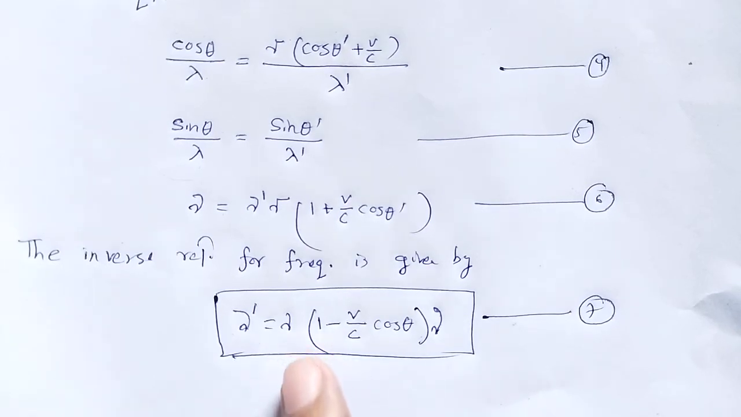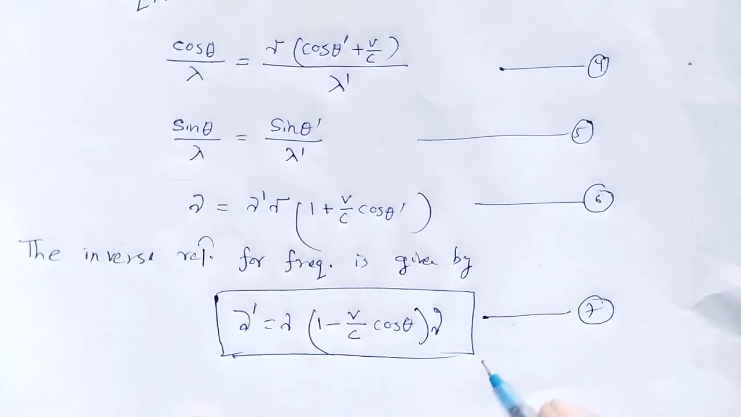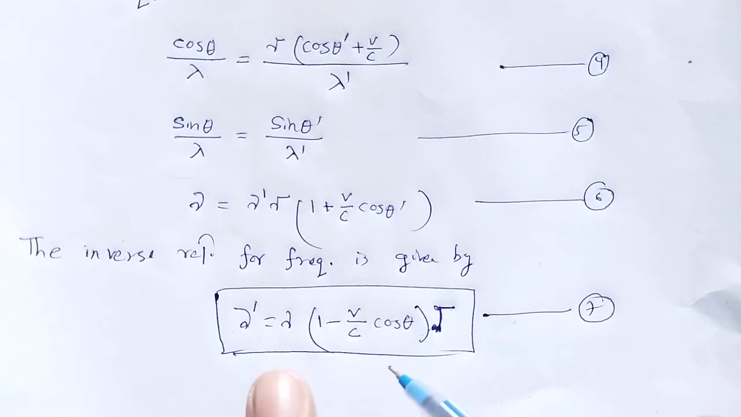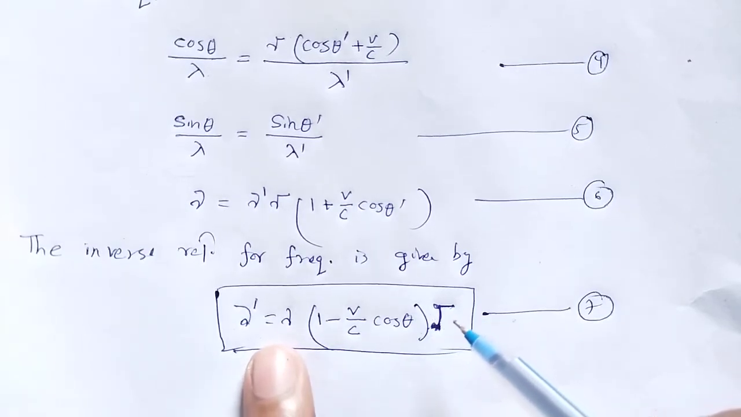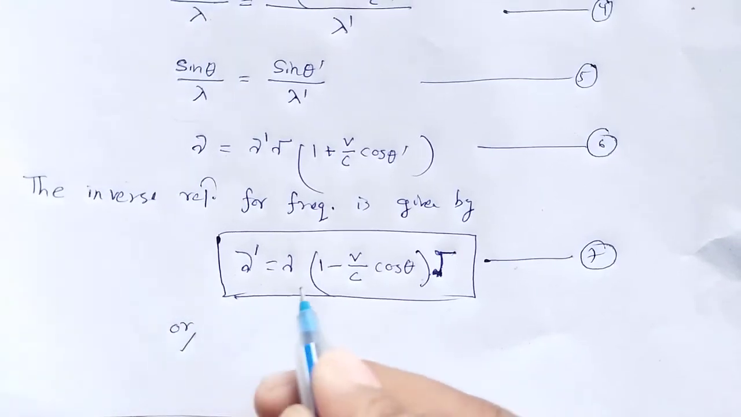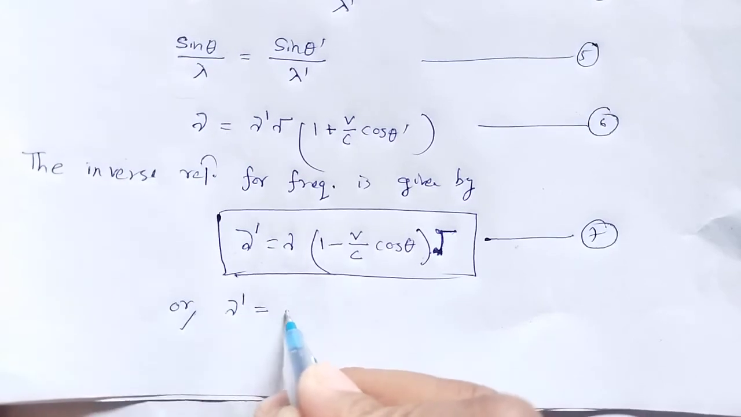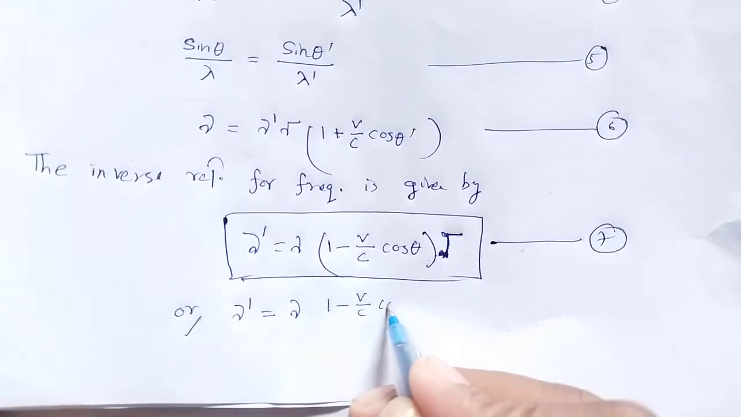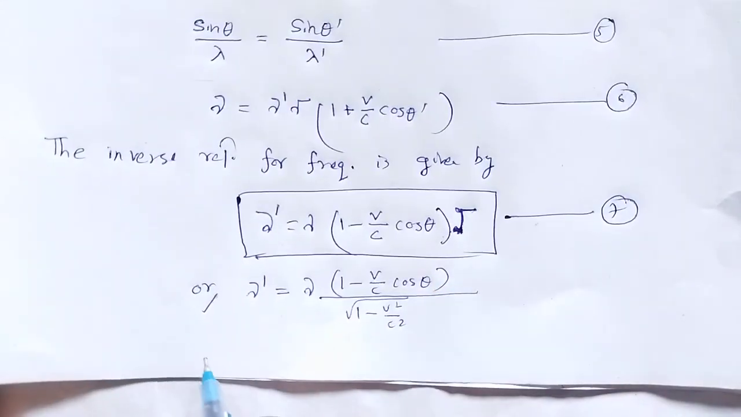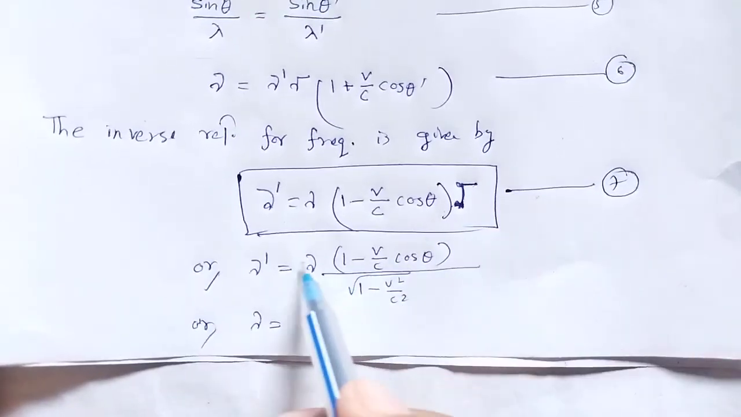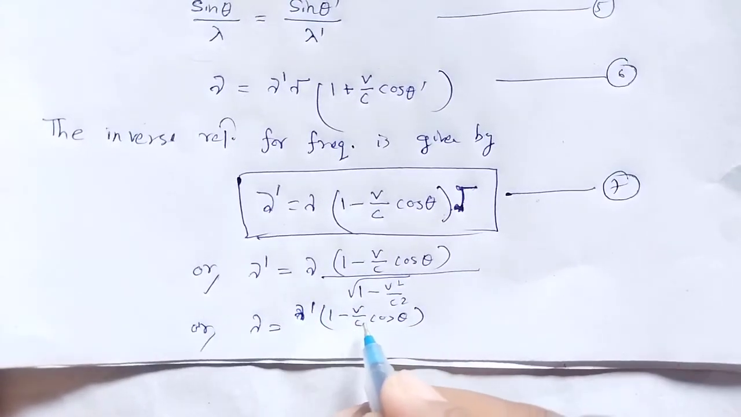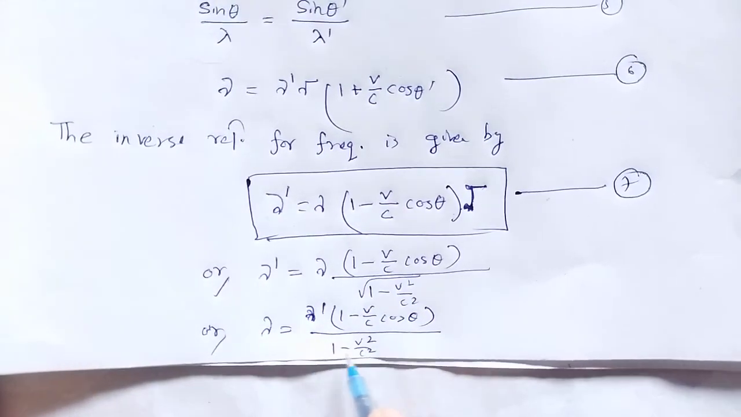Here we use the value of sigma, and that equation is written as, or we can write, nu dash is equal to nu of 1 minus v by c cos theta divided by square root of 1 minus v square by c square, or nu is equal to nu dash of 1 minus v by c cos theta divided by its constant term, square root of 1 minus v square by c square.